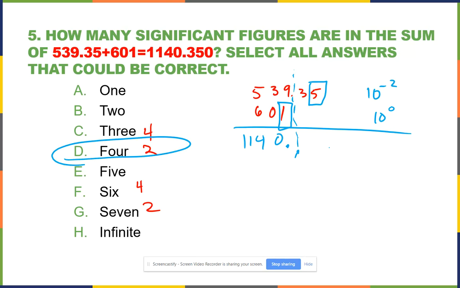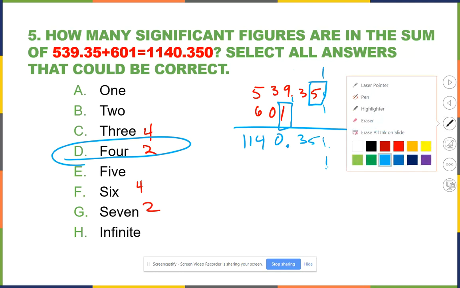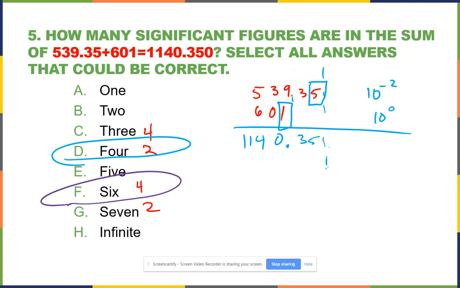There is a second correct answer, though. Not infinite, but the 601 could be infinite. That's why I'm so confused. If the 601 is infinite, then the greater of your least significant digits would move out to here. And so then you would have 2, 4, 6. So the other answer that would have been correct the way this was written was 6.